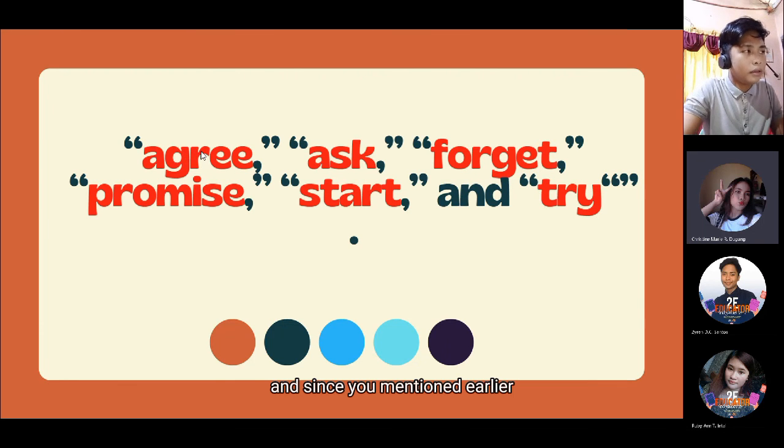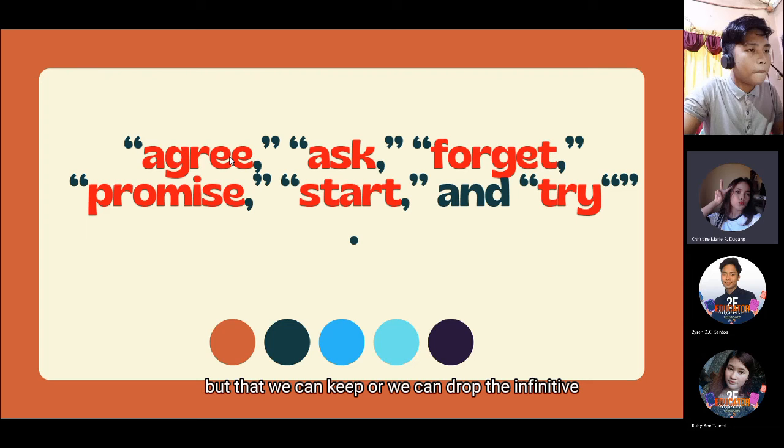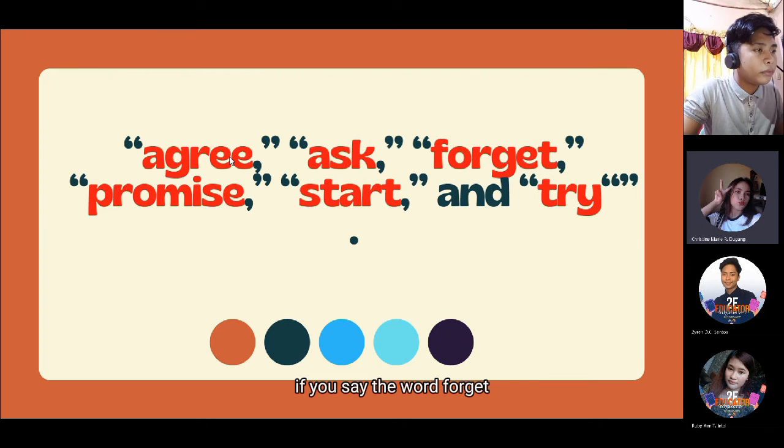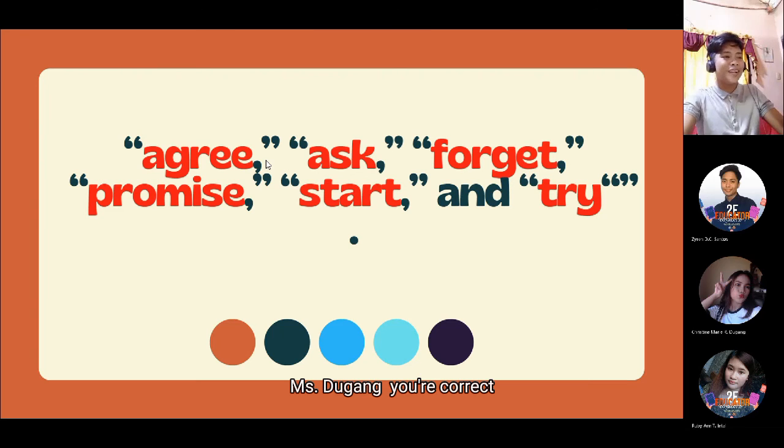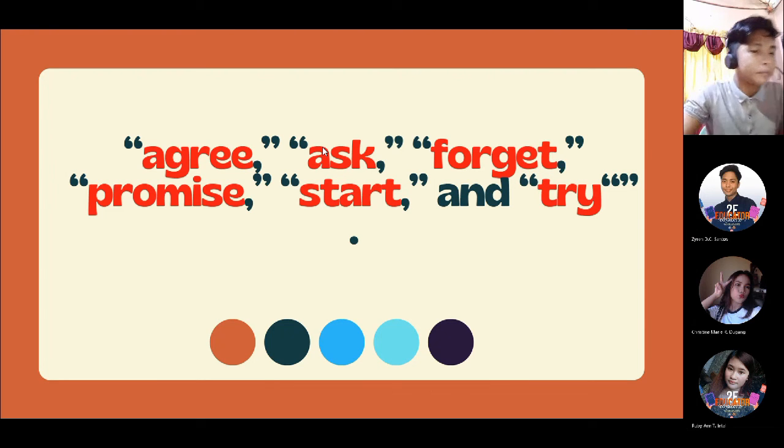Okay. And since you mentioned earlier po that we can keep or we can drop the infinitive using the word forget po, we can also say this. I want to bring my new phone, but I forgot to bring it. Okay, very good, Miss Dugang. You're correct. So you use the word forget or forgot so that we can drop the infinitive or we can keep the infinitive. How about you, Miss Intal? Do you have your sentence right now? Can you please discuss it?